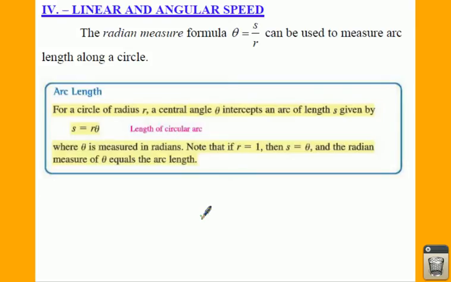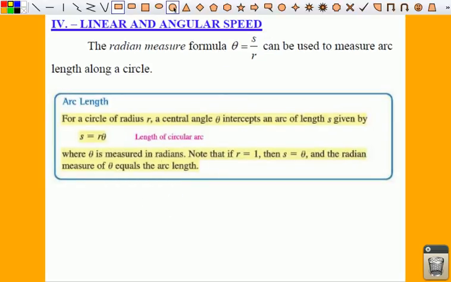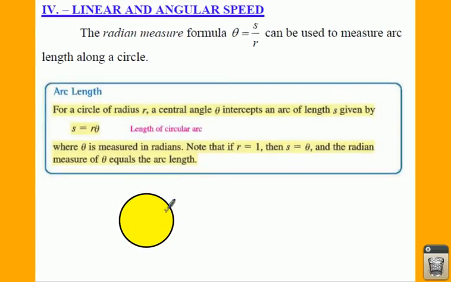Alright, so let's get to where we actually have an application of using radians and degrees, and we're going to talk about linear and angular speed. And we're also going to talk about arc length. So if you're given a circle and you want to figure out how far it is around to a certain part of the circle, so if you start here and you want to figure out the distance around that arc to go from here to here.